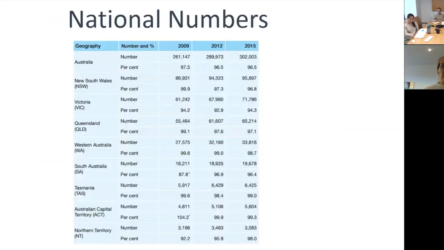These are the national numbers. You can see here just up the top our national completion rates, and you can see that for every census, and the 2018 data haven't quite come out yet, but for every single census, there has actually been a huge completion rate. And then you can see the state numbers there.